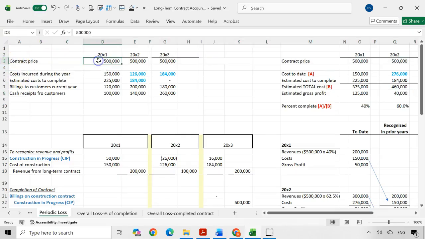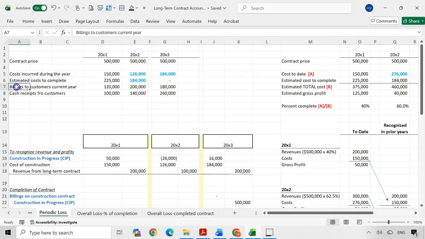We have been working with this example in the several videos where a company has been hired to build a building for $500,000 over a 3-year period. So we have a contract price of $500,000. We have the costs that are incurred during the year, estimated cost to complete the whole project year over year, billings to customers in current year, and cash receipts from those customers.